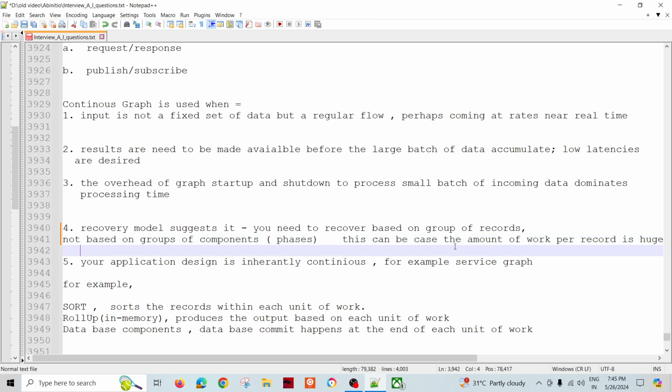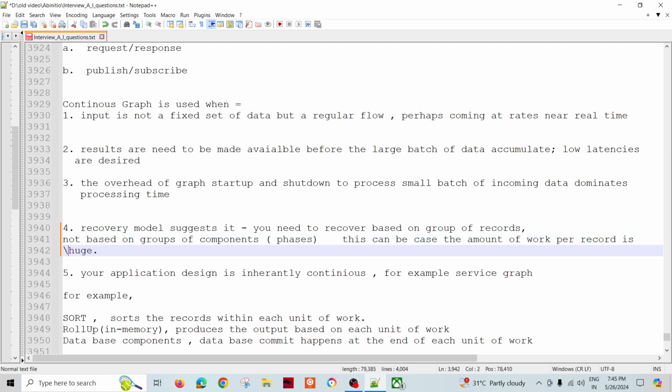But this can be a case where the amount of work per record is huge, right? So you need to recover based on a group of records. In the continuous graph, we will have a recovery based on a group of records, in the sense of a unit of work. So between the checkpoints, we can have a recovery. So between the checkpoints, we can avail the number of checkpoints, the time-based checkpoint or number-of-records-based type, right?